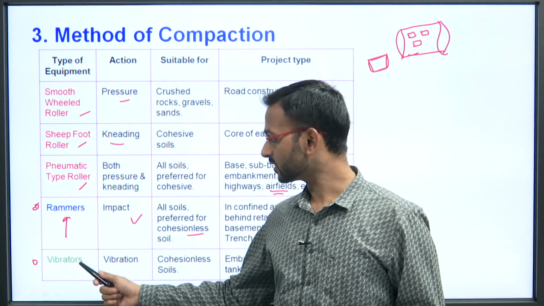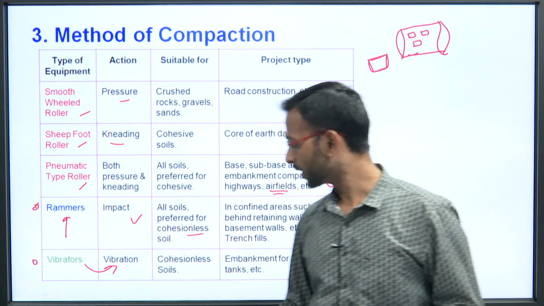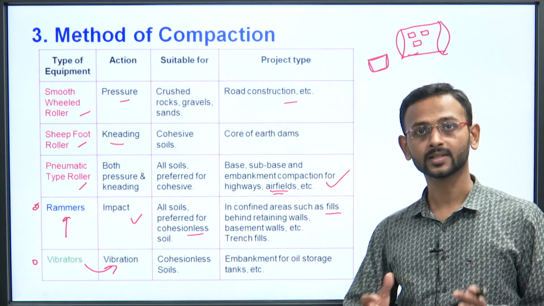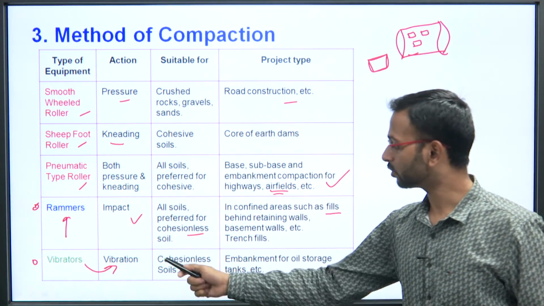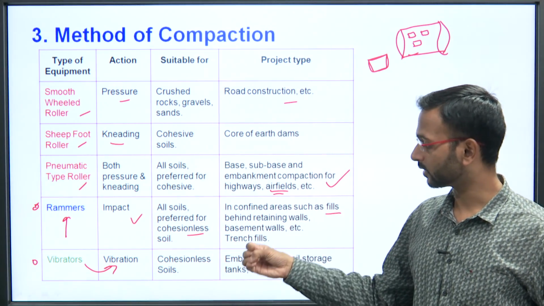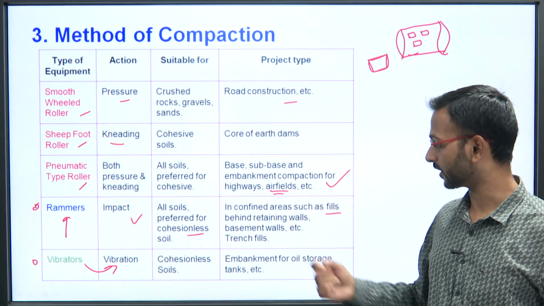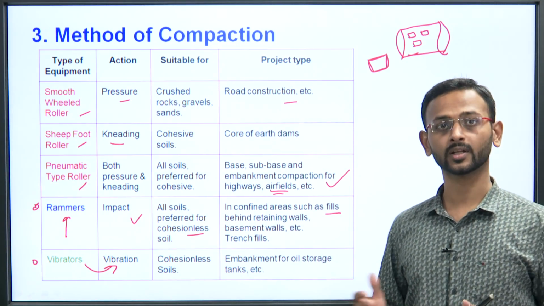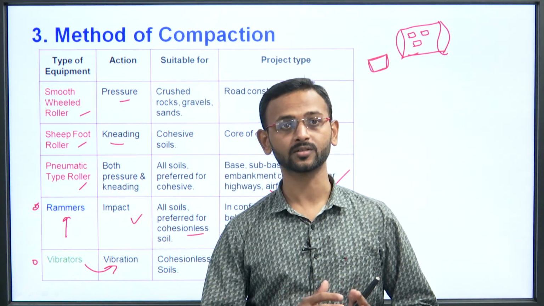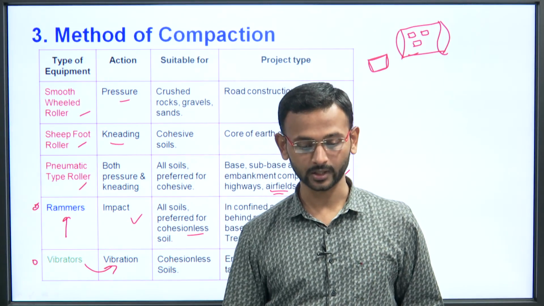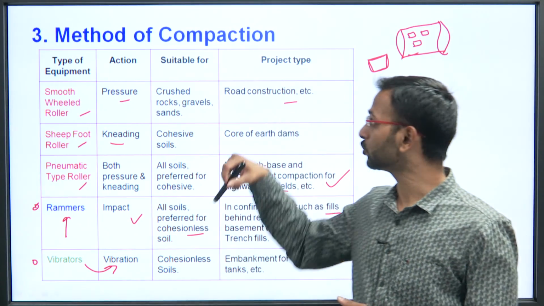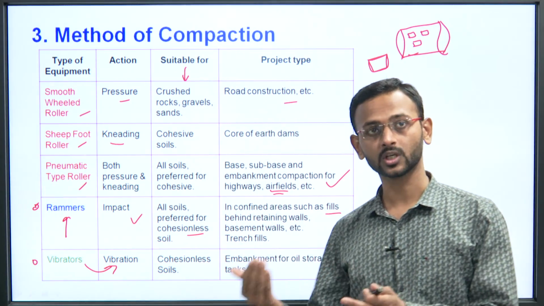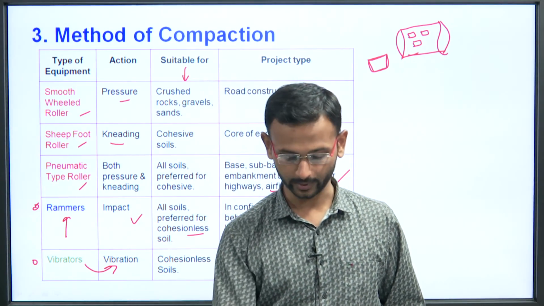When we talk about vibrators, their action is simply vibration, and you already know that cohesionless soil can easily get settled due to vibration action. So, cohesionless soils are mainly given the vibration effect. When we talk about embankments for oil storage tanks and similar things, vibrators are used. So, these are the different compaction equipment, and according to the situation and the type of soil, we will be using different types of equipment.